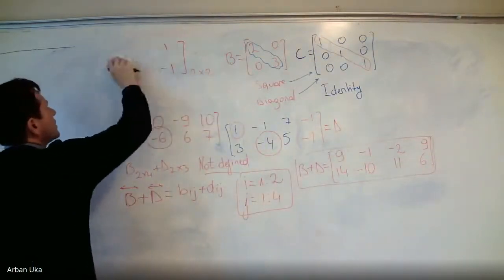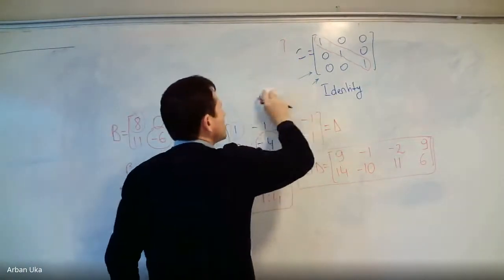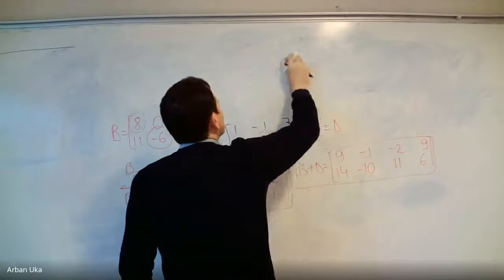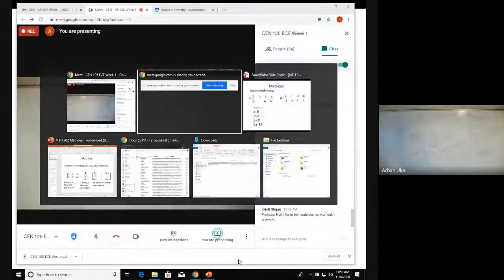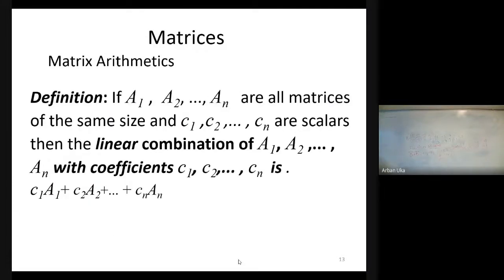Now, this was just about the addition, but now we're going to talk also about other operations such as multiplication of the matrices. And let's continue. We can also define a linear combination of matrices. So if you have a few matrices and a few constant scalar numbers, C1 times A1 plus C2 times A2 plus up to Cn times An, this can be defined as a linear combination of all the matrices. But these matrices have to be of the same size, otherwise we cannot add them.